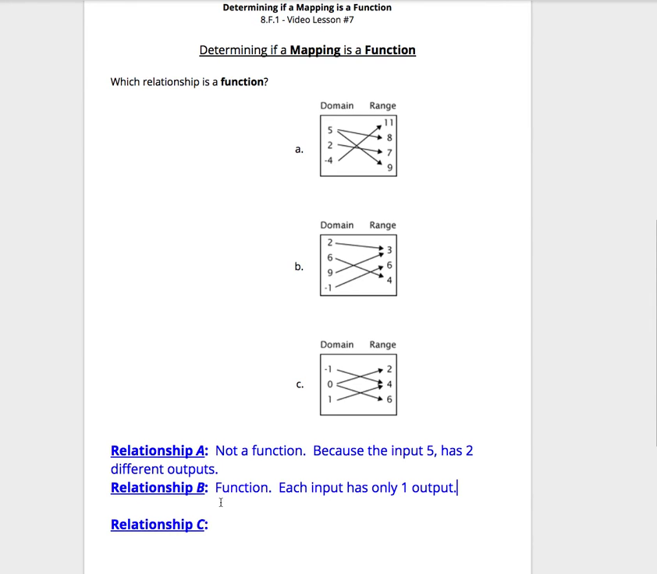The last one, relationship C, we see cannot be a function because even though -1 has only one output and +1 has only one output, the 0 as an input has two possible outputs.